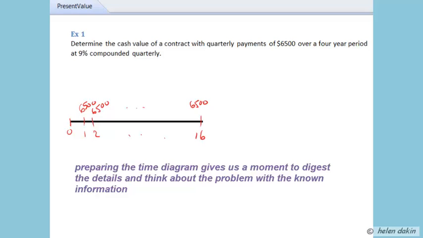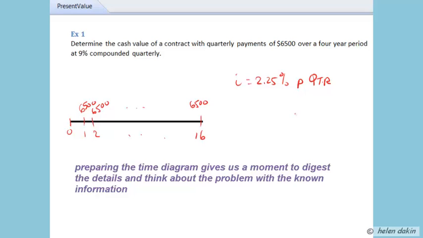The interest rate is 9% compounded quarterly, so that boils down to 9 divided by 4, or an interest rate of 2.25% per quarter. So i is equal to 2.25% per quarter. And I like to indicate the fact that the interest rate is per quarter because those words help to remind me how the interest rate is compounded or calculated.